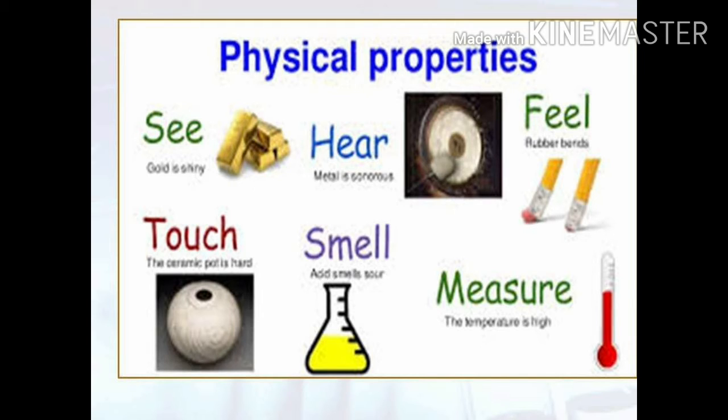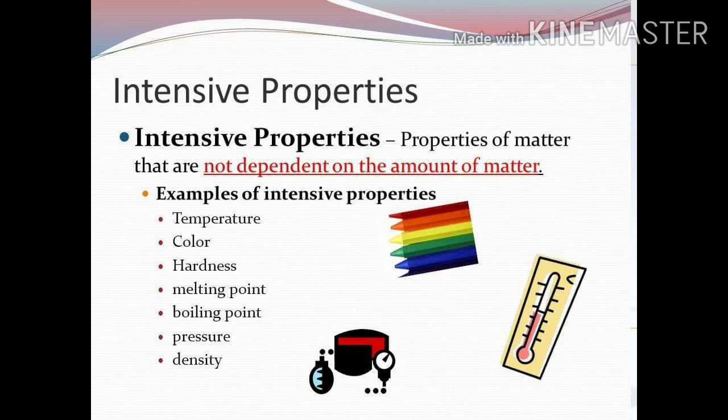If color and shape can be determined using our sense of sight, what properties can be determined if we use the sense of touch and smell? You are right. If you use the sense of touch, the properties of matter that could be determined are the texture and the temperature. And if you use the sense of smell, the property of matter that could be determined is the scent. Now, those physical properties of matter which we mentioned a while ago can be classified into two. These are the intensive physical property and the extensive physical property.